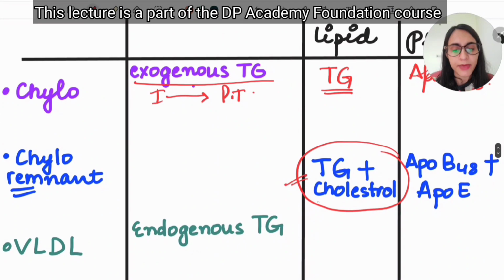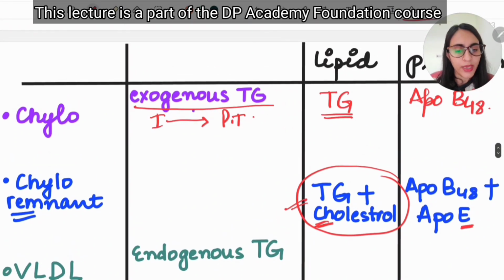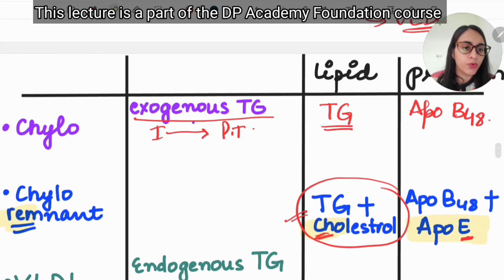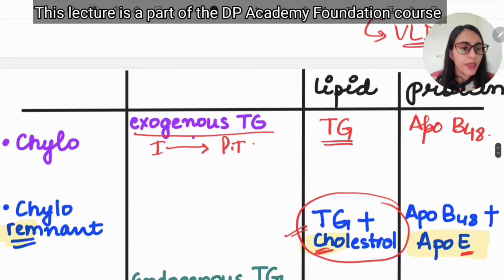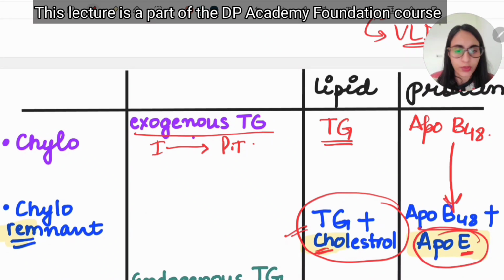So everywhere when you see remnant, then there is cholesterol, and everywhere when you see remnant, the protein is going to be ApoE. So for remnant, RE, you can remember cholesterol is the lipid, and ApoE is the protein. ApoB48 is the protein for chylomicron, and for remnant we add ApoE.